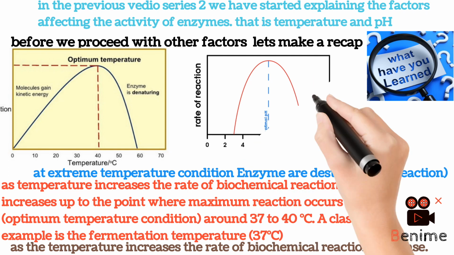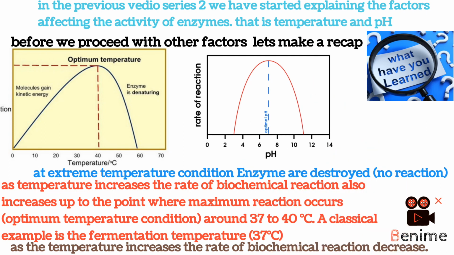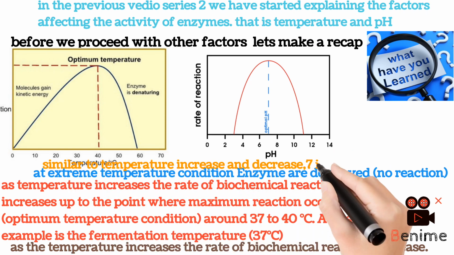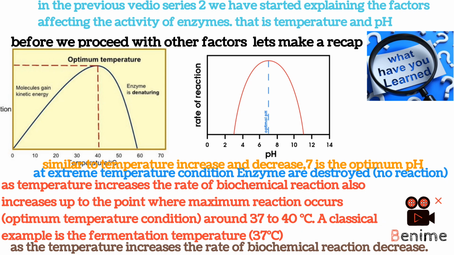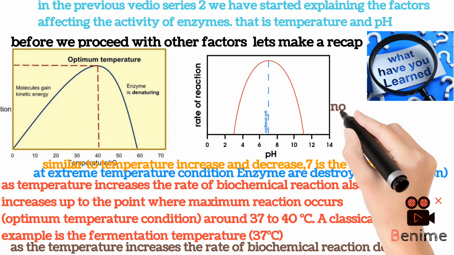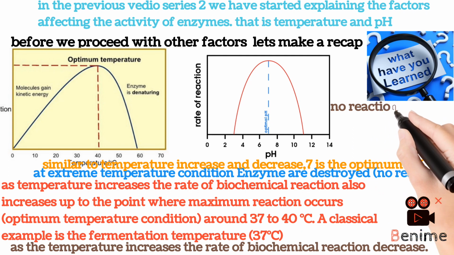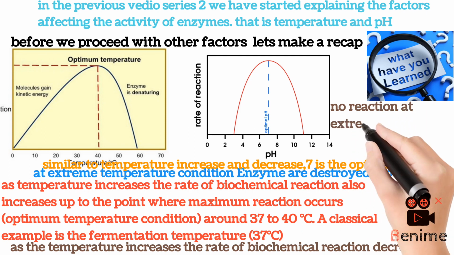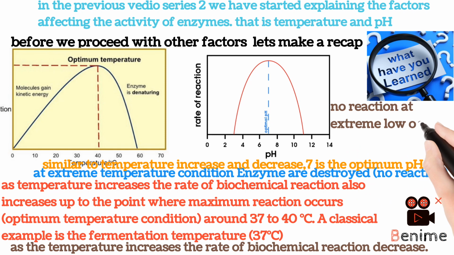The other factor is pH. We can see the optimum pH is at 7.0. Similar to temperature, at the initial stage of a biochemical reaction, increase in pH causes increase in the rate of biochemical reaction up to a stage where the biochemical reaction is at optimum or peak level. At extreme low or high pH, the enzymes are destroyed, meaning that no reaction. The enzymes are denatured.